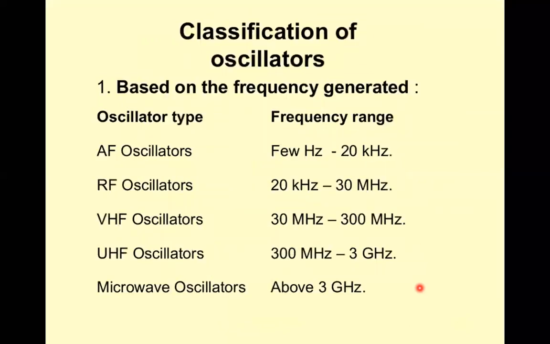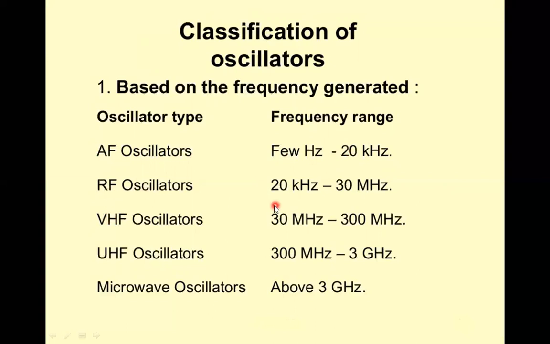Now, how will we classify the oscillators? The classifications are done according to the range of frequency. So we can see that the type of oscillators depends on the frequency range. Audio frequency oscillators have a frequency range from a few hertz to 20 kilohertz. The best examples are RC phase shift oscillators and Wien bridge oscillators.